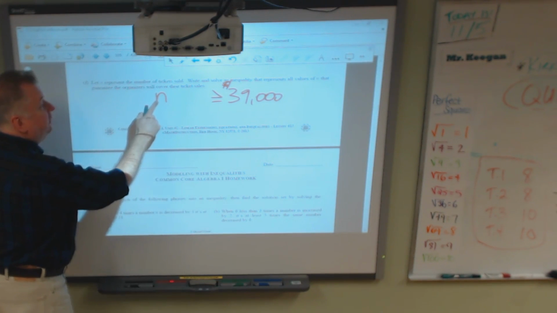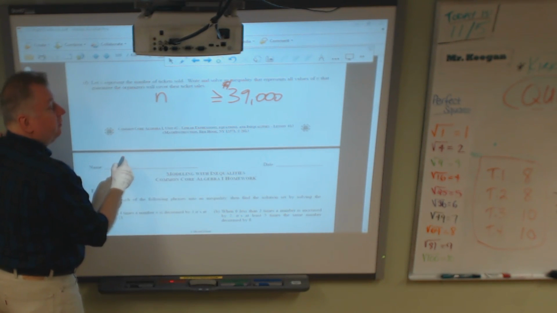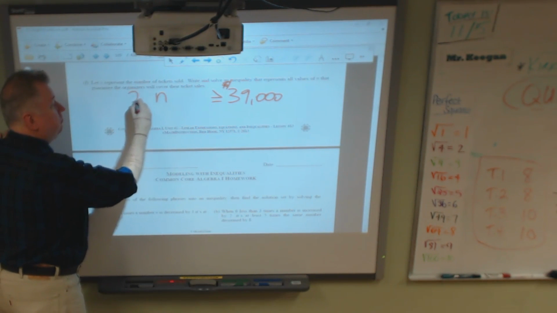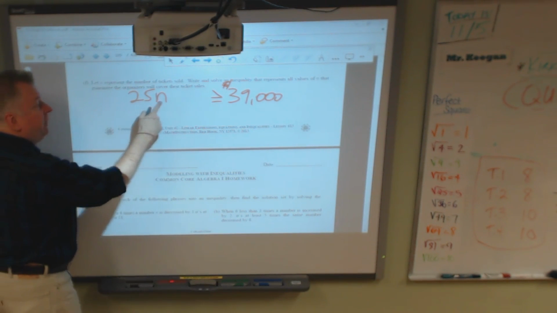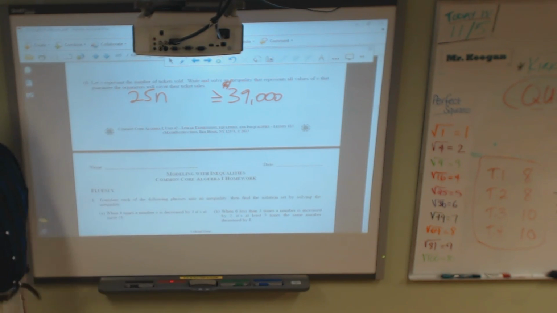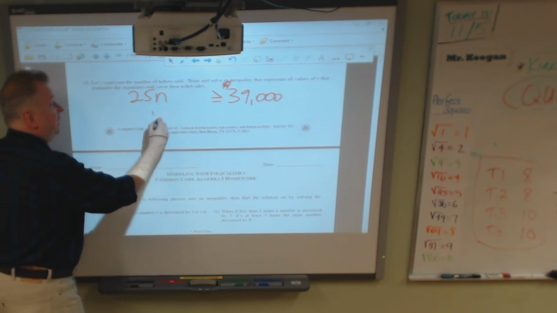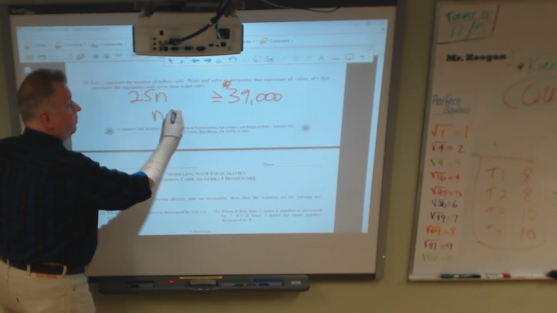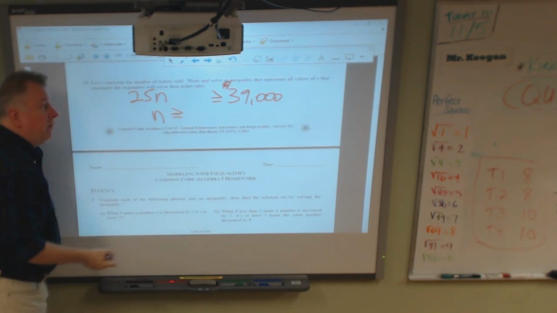So N is how many tickets they sold. How much does each ticket cost? 25. 25N has to be greater than or equal to 39,000. Solve that, and we'll figure out how many tickets they need to sell in order to turn a profit, in order to make money.